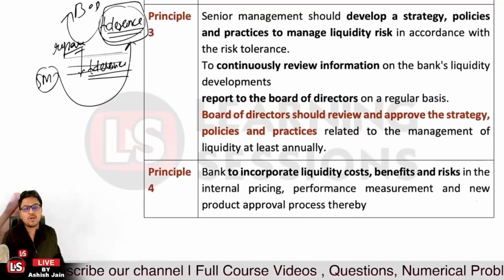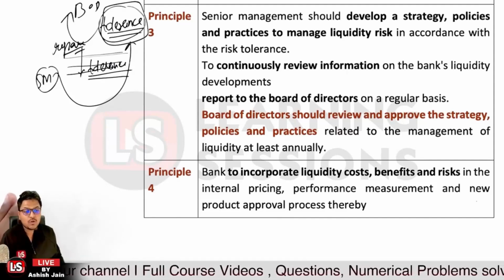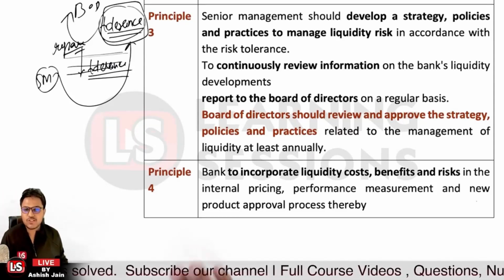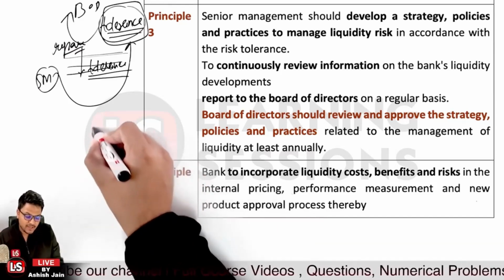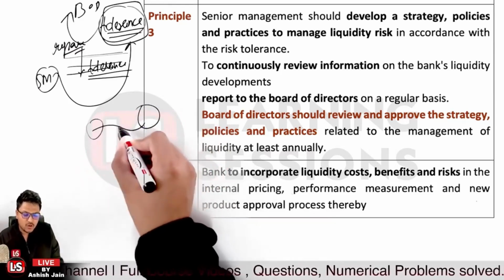And the principle 4, it's related to the costs over there. Now there is a process related to internal pricing. Internal pricing is related to what? That when one department is working with the other, what is the cost related to the same?